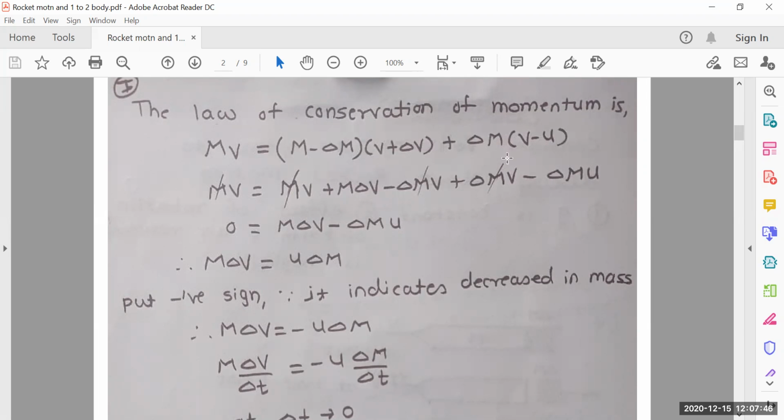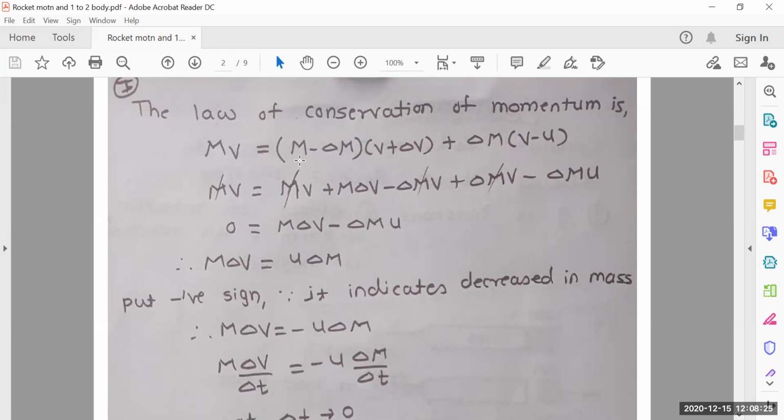for fuel, what is the mass? Delta m. And what is the relative velocity? This I already explained to you. v minus u. This is the relative velocity due to motion of vehicle. Relative velocity of fuel due to velocity of vehicle. Okay, so the momentum of vehicle plus momentum of fuel will give you total momentum. So this is momentum before delta t, and this is momentum after delta t.